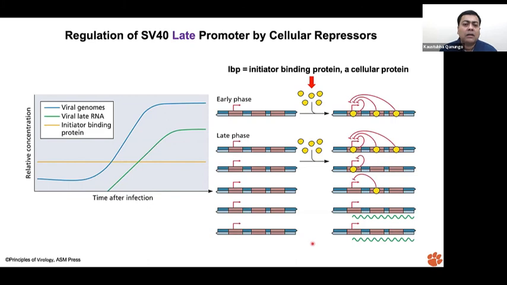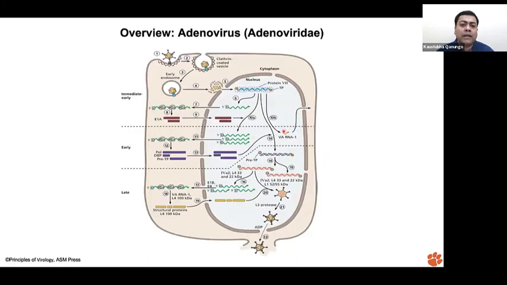So now let's take a look at a more complex virus, which is the adenovirus. And just remember that this happens in several steps. The first step is what we call the immediate early, and this immediate early will produce the E1A protein that will go into the nucleus.